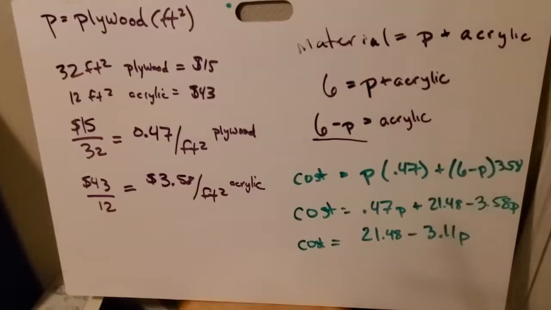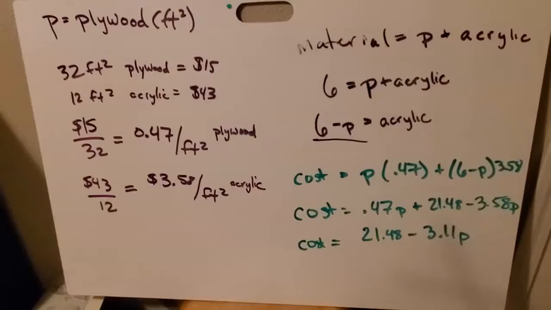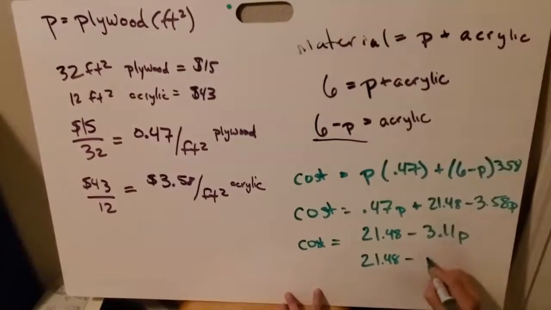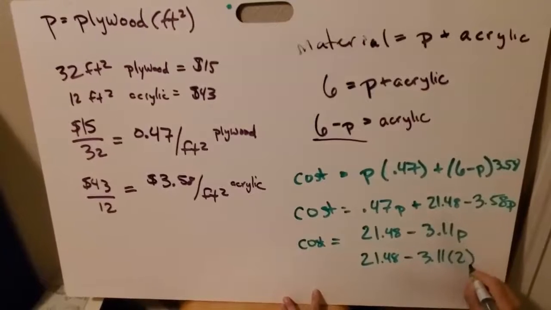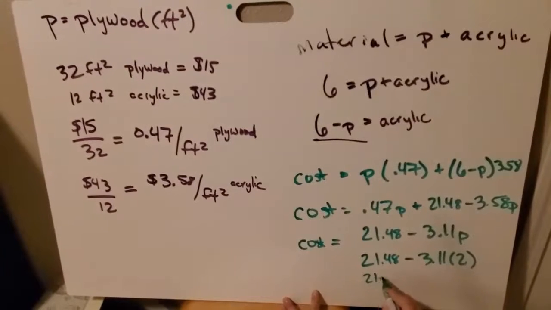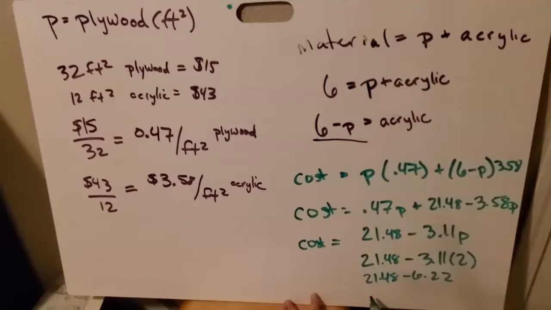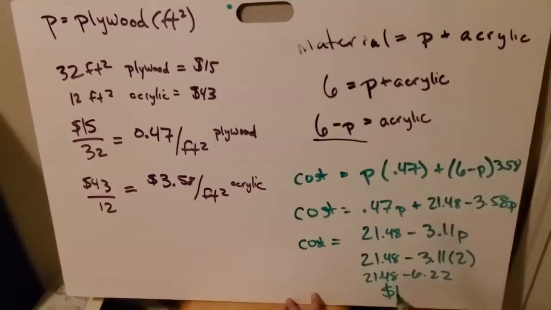The second part says, give the cost if we used 2 feet of plywood. So what you would do to solve that part is you would plug 2 in for this value, 21.48 minus 3.11 times 2, which gives you 21.48 minus 6.22. And when you solve that out, you should get a total cost of $15.26. The first part, where there are boxes for you to fill in, should be fairly similar to the first problem you worked through. So follow similar steps and work through that.